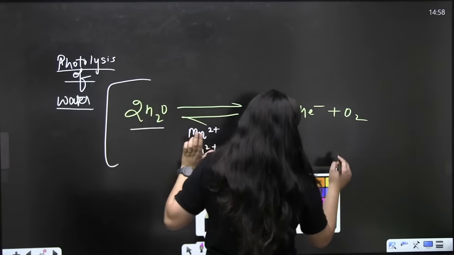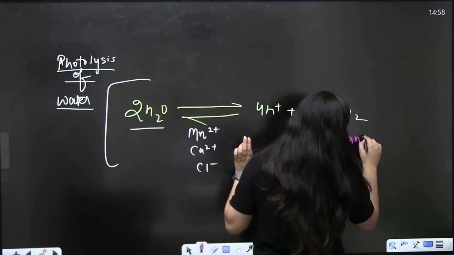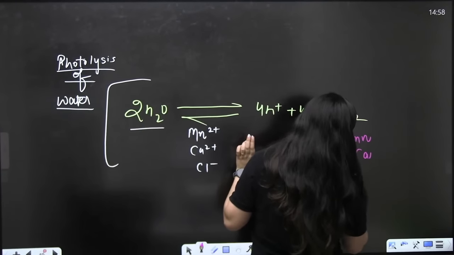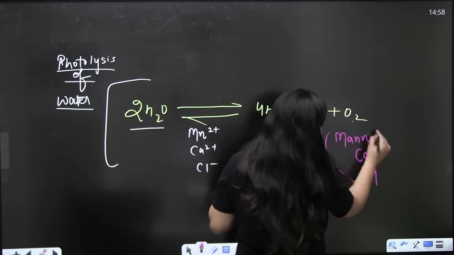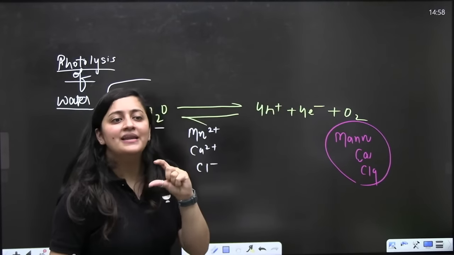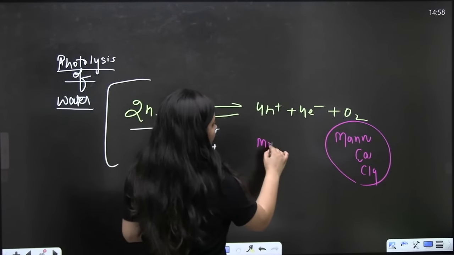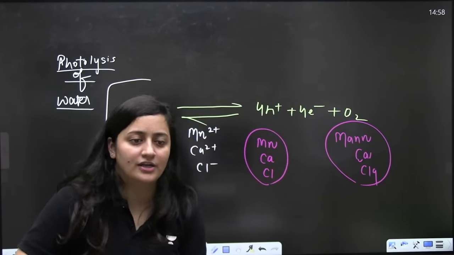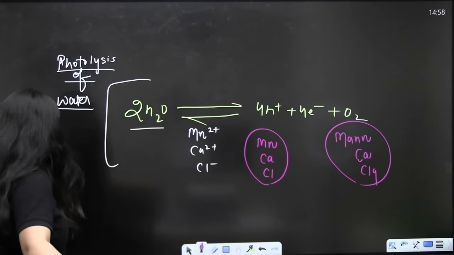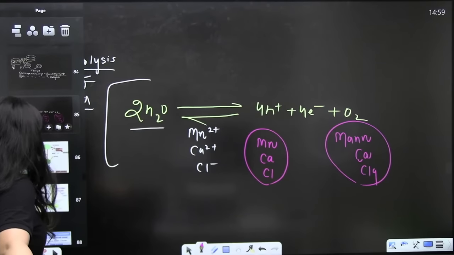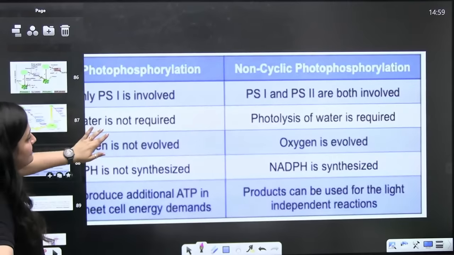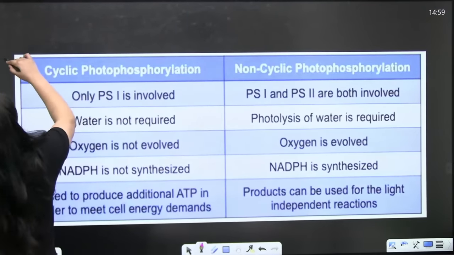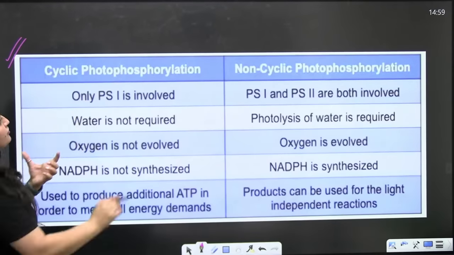And here the trick is Mun Ka College. The trick here is Mun Ka College: Mn, manganese, Ka, calcium, College, Cl, chlorine. So, this is the last reaction, photolysis of water. So, I have added everything in the notes that will make your revision very easy. These are the important topics that you need to cover, like cyclic photophosphorylation.